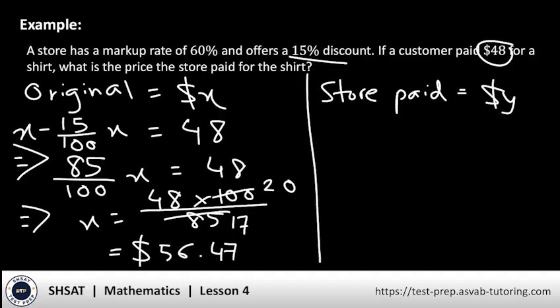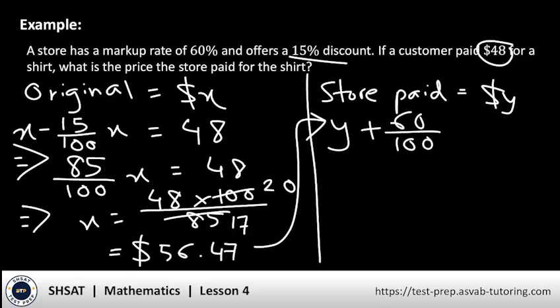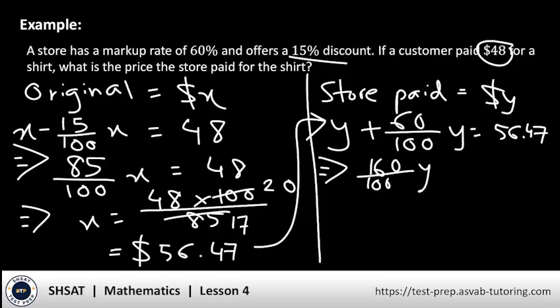$56.47. Now how much did the store pay? The store paid exactly this. Because it's a 60% markup rate, the price is going to increase, right? So because it's Y, I'm now going to do plus, because the price increased by 60%. So that's plus 60 over 100 of Y, and the total amount is going to be 56.47. So 1 plus 60 over 100 means 160 over 100 Y.